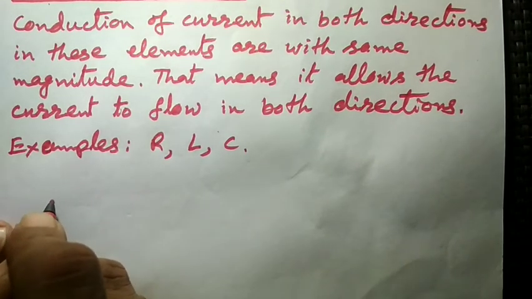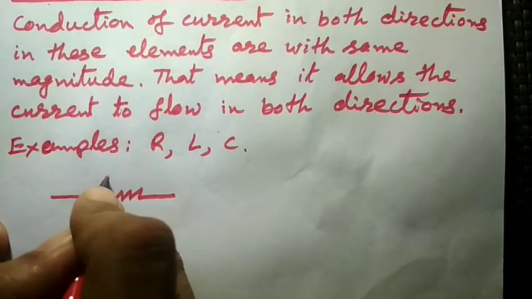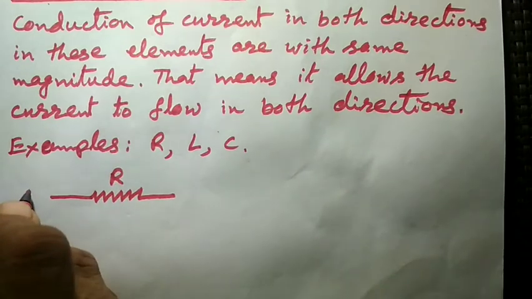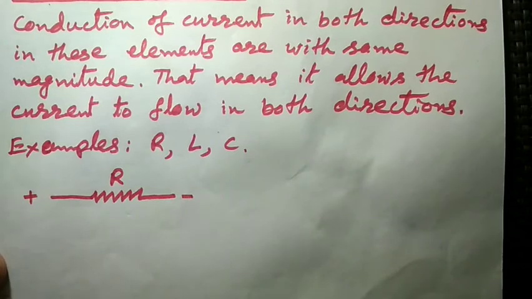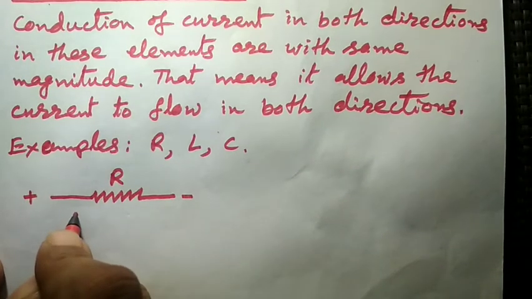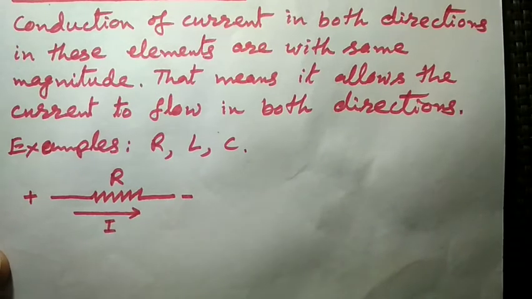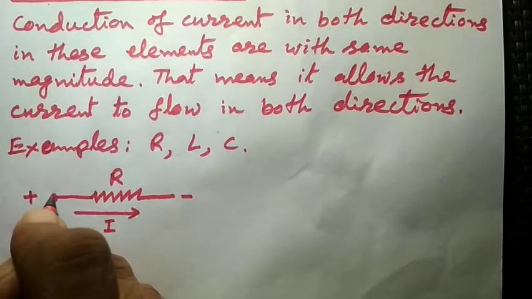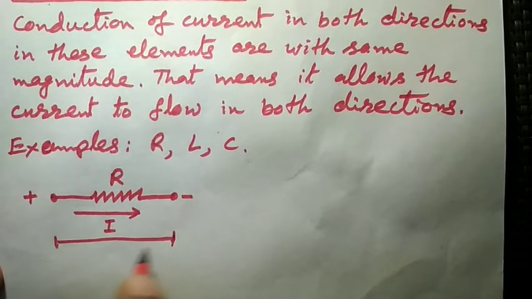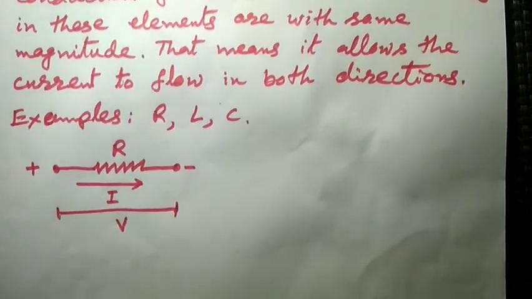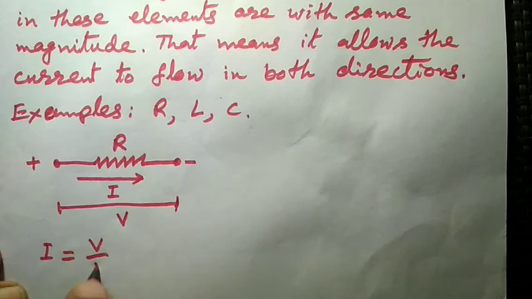Let's take an example. Suppose we have a resistor of resistance R and the polarity across the resistance is as shown. So a current will flow through the resistor and it will be I. If the voltage across the resistor is considered as V, then the value of the current will be equal to V upon R.